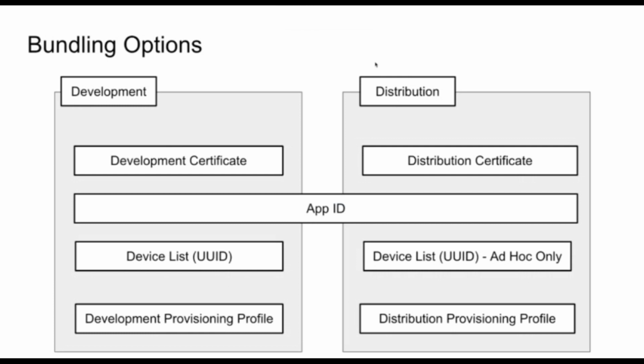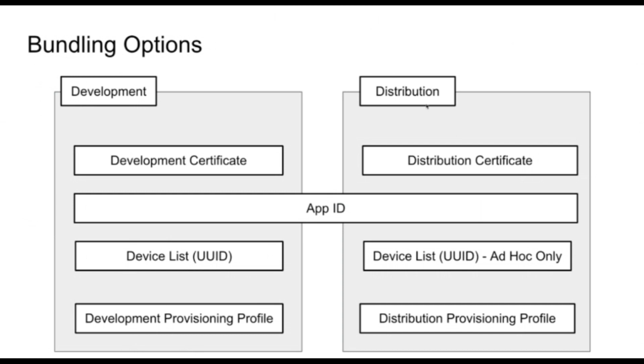The process of creating these builds is also slightly different. If you are doing a development build, what you want is the development certificate. You need the app ID, you need the device list, the UUIDs, and you need a provisioning profile. So just keep in mind, if you are doing a development build, you need these four items.